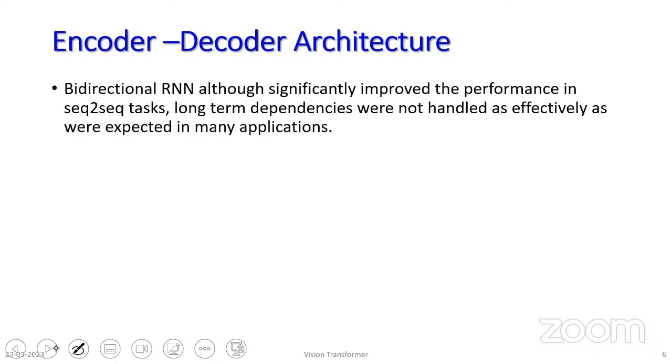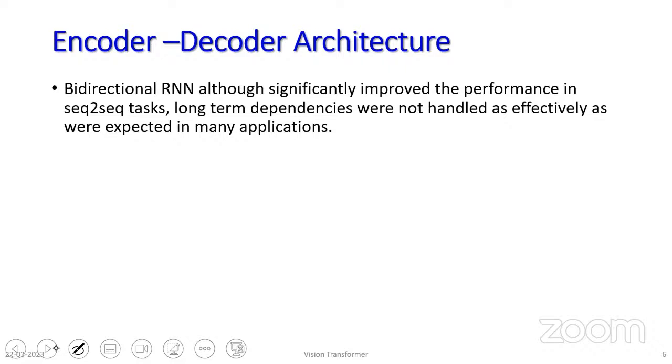These are two simple things. After crossing the road, after crossing the river, the meaning of bank changes. I arrived at the bank after crossing the river or crossing the road. So it altogether changes the meaning of the word. So these are long-term dependencies that were not handled as effectively by normal RNN or even bidirectional RNN.